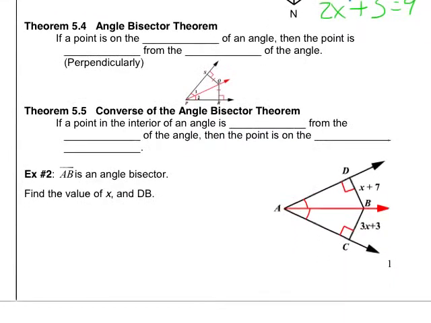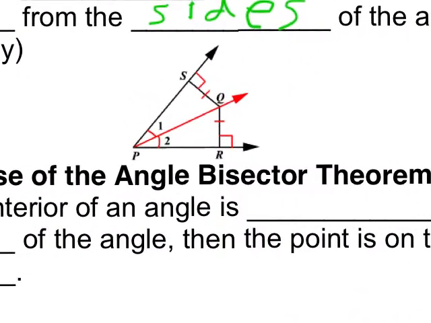And let's go on to theorem 5.4. This is the angle bisector theorem, and this one's pretty similar. But now we're talking about bisecting an angle, not necessarily a segment. And it says if a point is on the bisector of an angle, then the point is equidistant from the sides of the angle. Let me zoom in and show you what I mean by that.